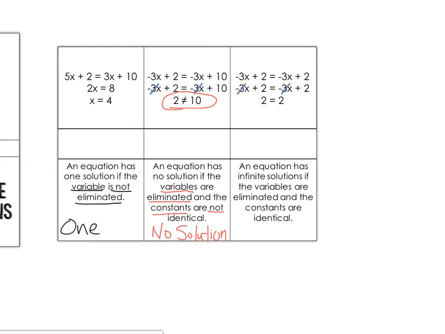And then the example on the right, an equation has infinite solutions if the variables are eliminated. So first off, we look to eliminate the variables from one side, and if the constants are identical, 2 does equal 2, those constants are equal. This has infinite solutions.